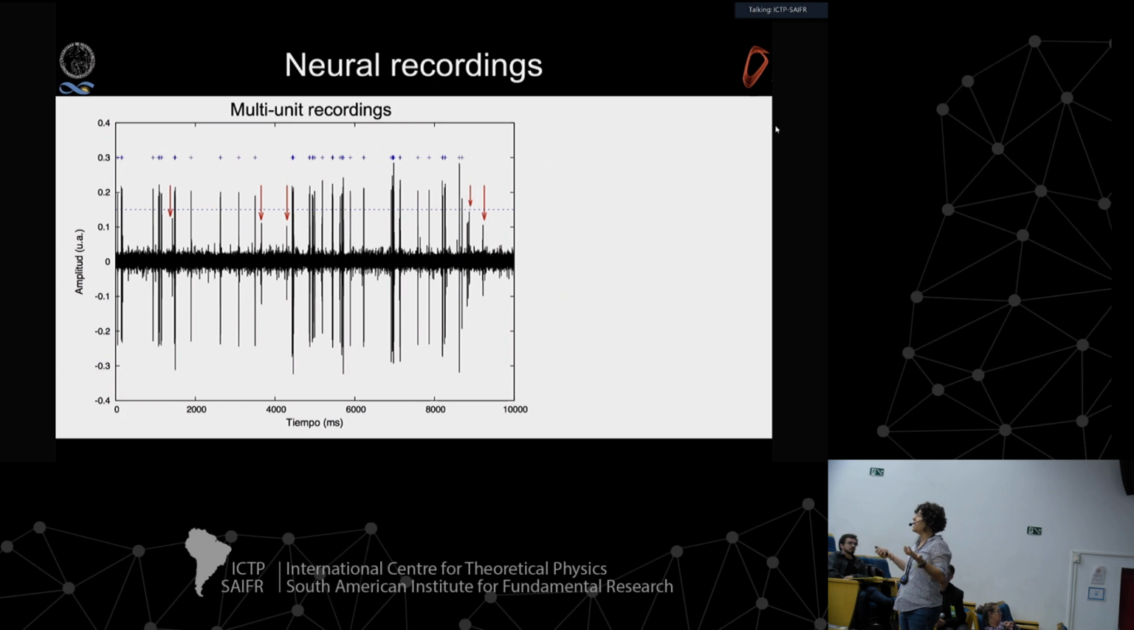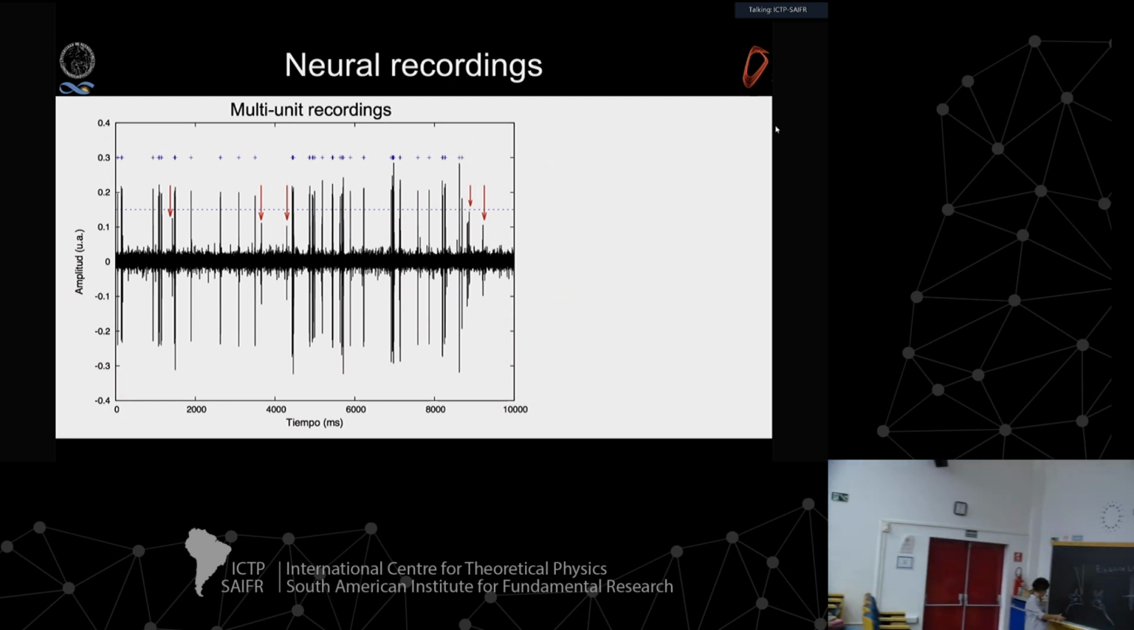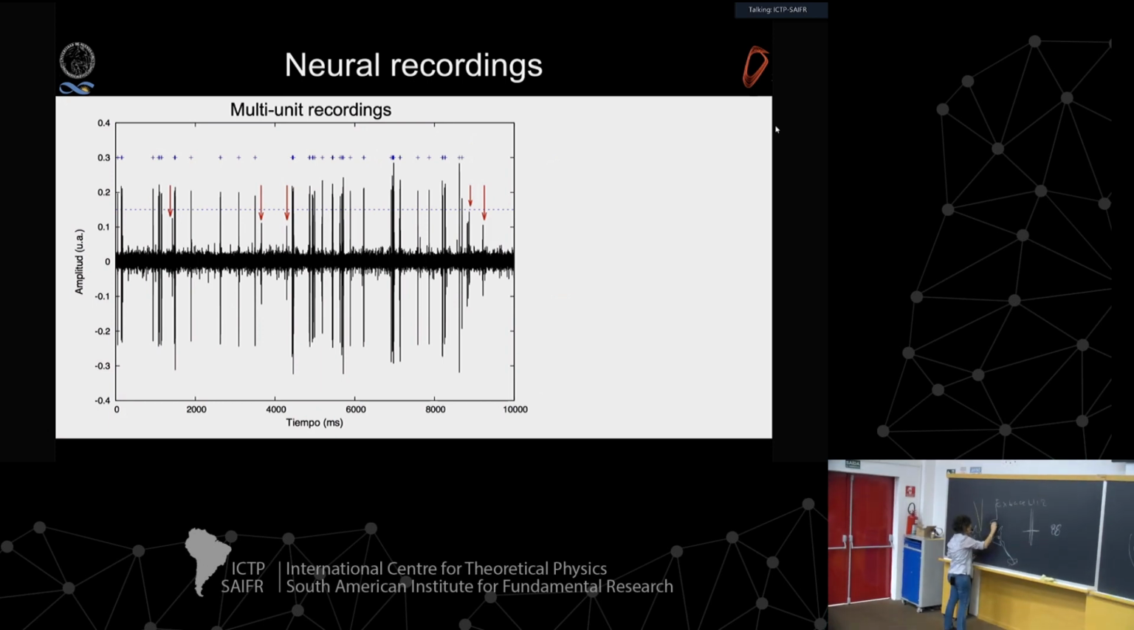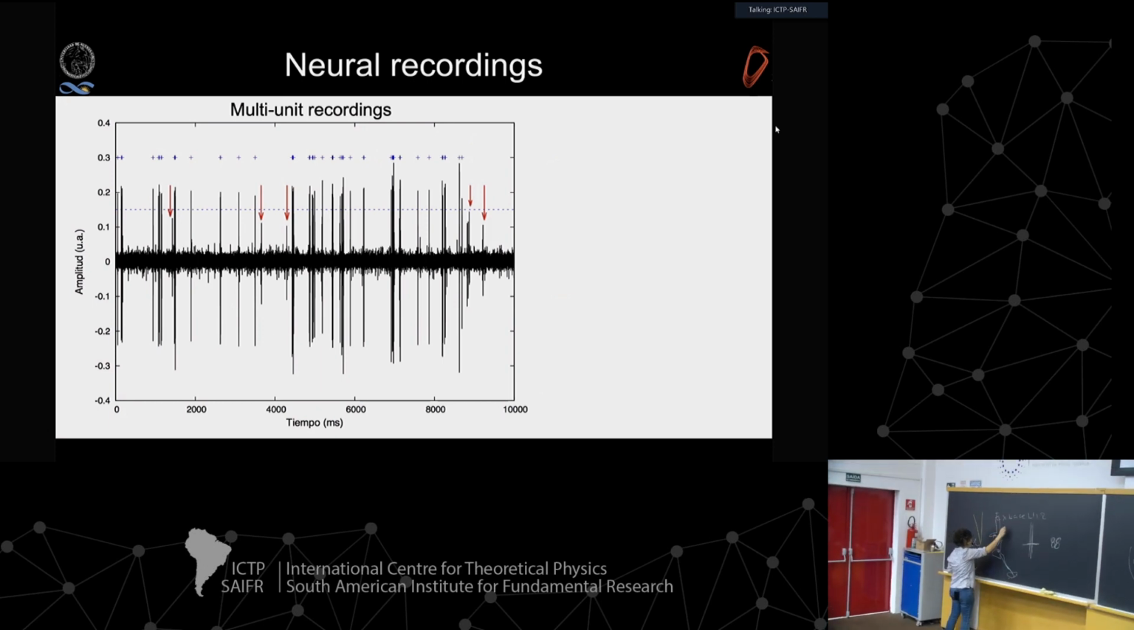Exactly, because we have chemical connections. That means that you have ions going when these neurons spike. This one is receiving connections from other neurons. A neuron doesn't just spike by itself, it gets fired by other neurons.